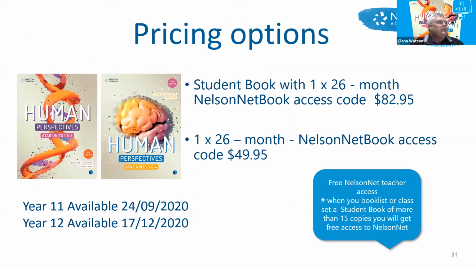Okay, now there are a couple of pricing options that are available with the book. Most of you prefer the book with the free ebook, and that's $82.95. We expect book 1 to be available towards the end of next month, hopefully. You can also buy it as an access code only, which is $49.95, so there is a fair saving there. And that should be available around the same time.